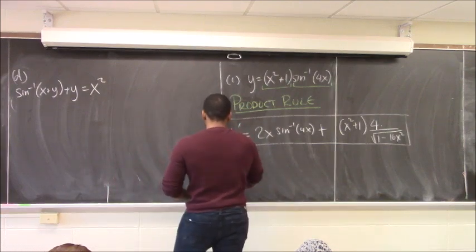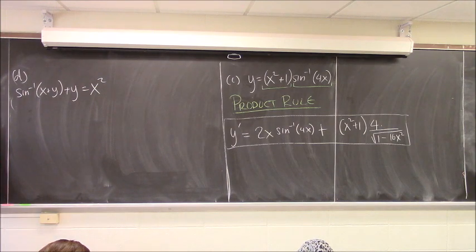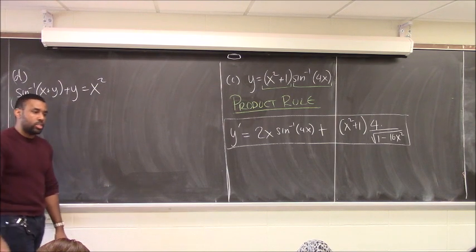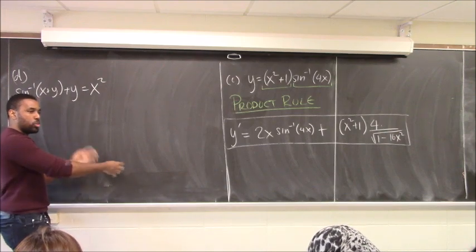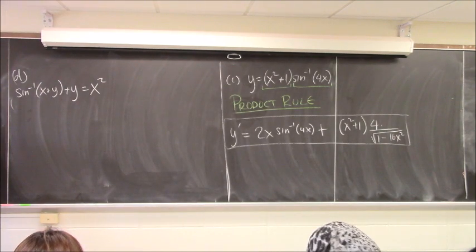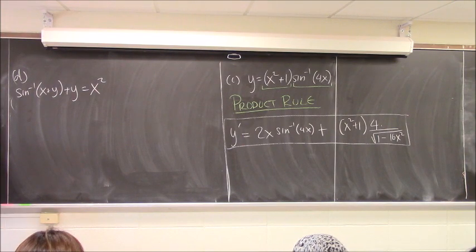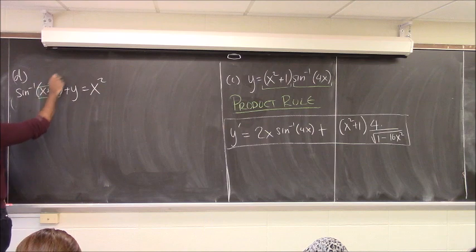How do you find y prime? Yes? Using implicit differentiation. How would you know you would need to use implicit differentiation? Because your x's and y's are mixed together. You don't have like y equals some function of x. So now you know you're going to apply implicit differentiation. Applying implicit differentiation amounts to really just using the chain rule. So if you just know the chain rule version of the rules, it's not going to be any different. It's just that now this guy is your u.